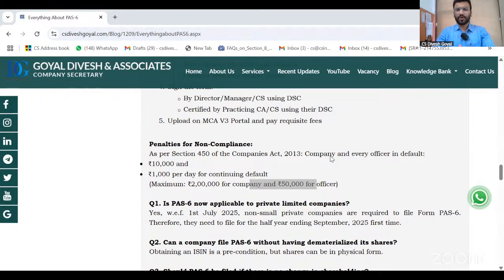Now there is one more question. There is a company having two types of security, equity share and preference share. The company has already obtained the ISIN for the equity share, but the ISIN for the preference share is on the way, still not received. Then how to file the PAS-6? In this situation, I will suggest filing the PAS-6 with the one ISIN and attaching a letter that the ISIN for the preference share is still pending, so we are not able to mention that information. That will be the best approach to file this form.